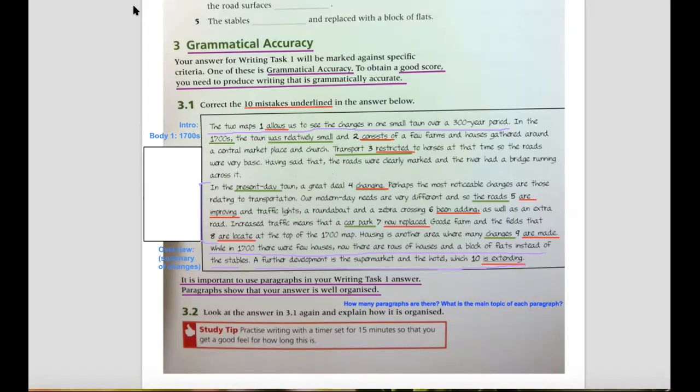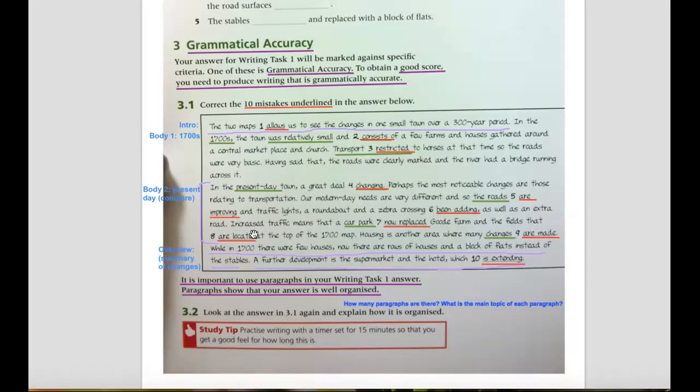So when you finish reading it, you can check with me. And the main topic here is present day, but we're also making comparisons between the present day map and the 1700s map. So this is one way of doing it. We start by describing the first map that we can see. We don't talk about any changes yet. We just describe what we can see in the first map. And then in the second paragraph, we start to talk about the present day map and how it is different from the previous map.